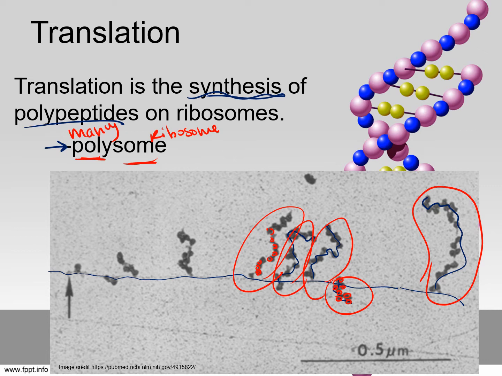I know that this is a picture of a bacteria because the DNA and the messenger RNA are together with the ribosomes. For us eukaryotes, the messenger RNA has to leave the DNA and go out of the nucleus to go find the ribosomes. We could still have polysomes, it's just not as cool because they're not also stuck to the DNA.